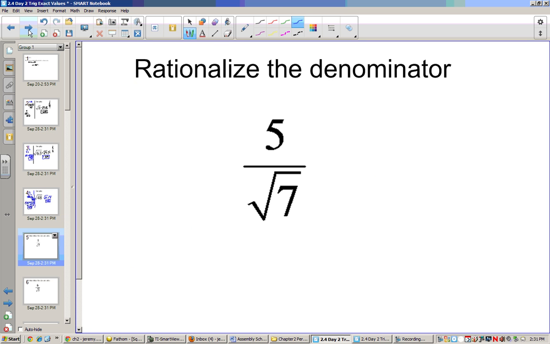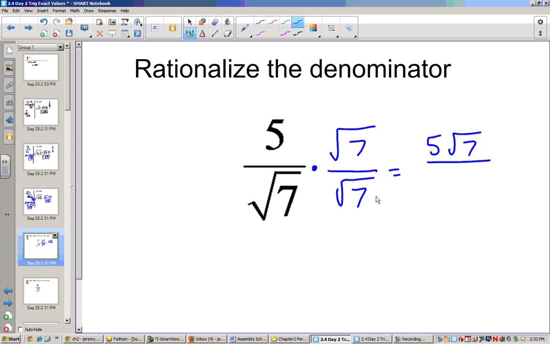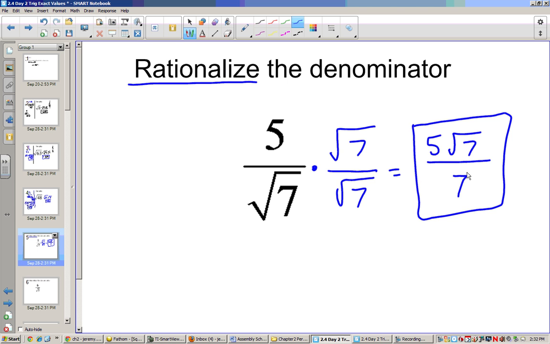Now we have to look at rationalizing denominators. 5 over the square root of 7. To rationalize the denominator, what I want to do is write this fraction so there's not a square root in the denominator. So what I'll do is I'll multiply by the square root of 7 over the square root of 7. Notice if you multiply by this, you're just multiplying by 1, which doesn't actually change the value of this fraction. And when we do this, our numerator is going to be 5 times the square root of 7, and our denominator is going to be square root of 49, which is 7. So here we have rationalized the denominator because there's no square root in the denominator.